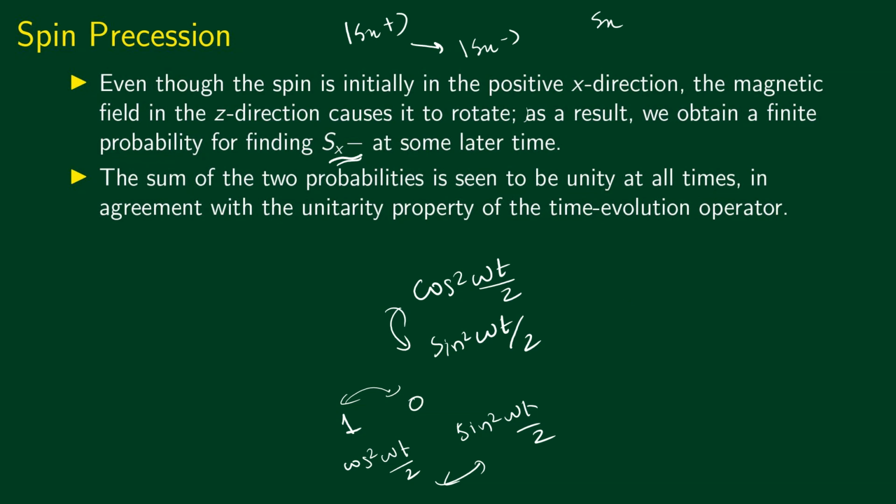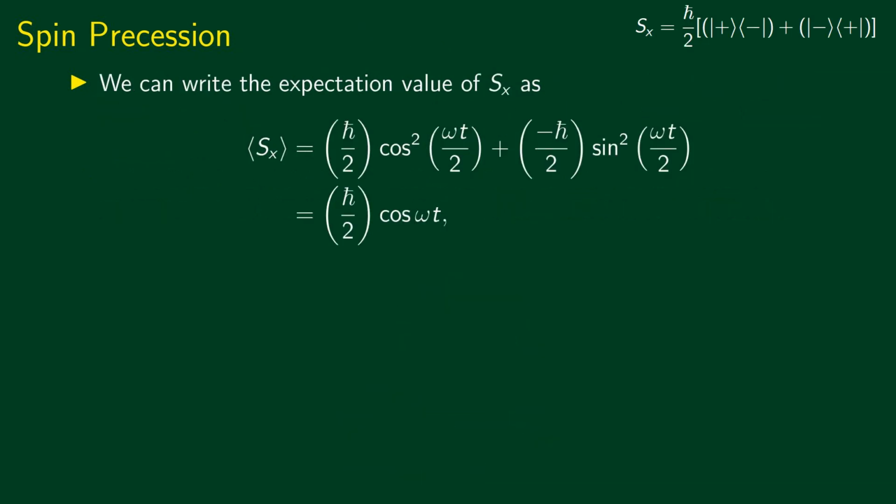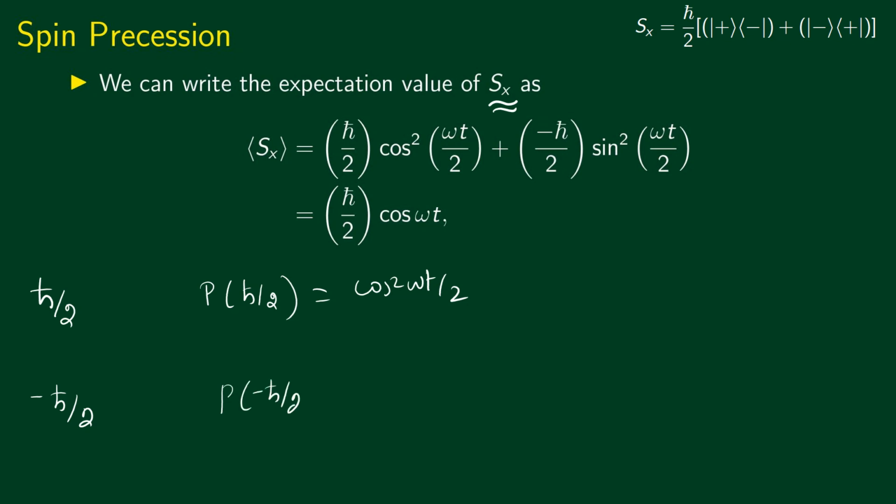Now this is exactly what we demanded in the beginning, that the sum of the probabilities always add up to 1. Right? The sum of the probabilities corresponding to the given state always add up to 1. Okay. We can now calculate the expectation value for the x component of spin. The possible measurement outcomes are plus h bar by 2 and minus h bar by 2. And we know that the probability for obtaining plus h bar by 2 is equal to cos square omega t by 2, and the probability for obtaining minus h bar by 2 is equal to sin square omega t divided by 2.